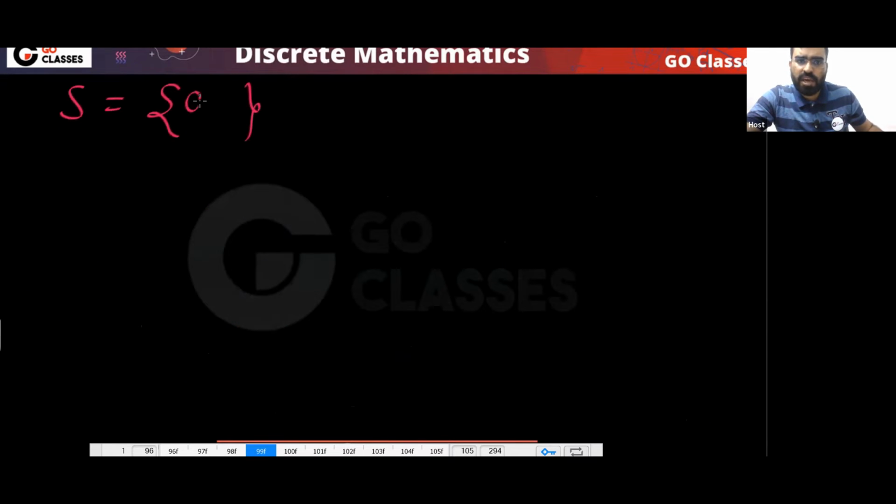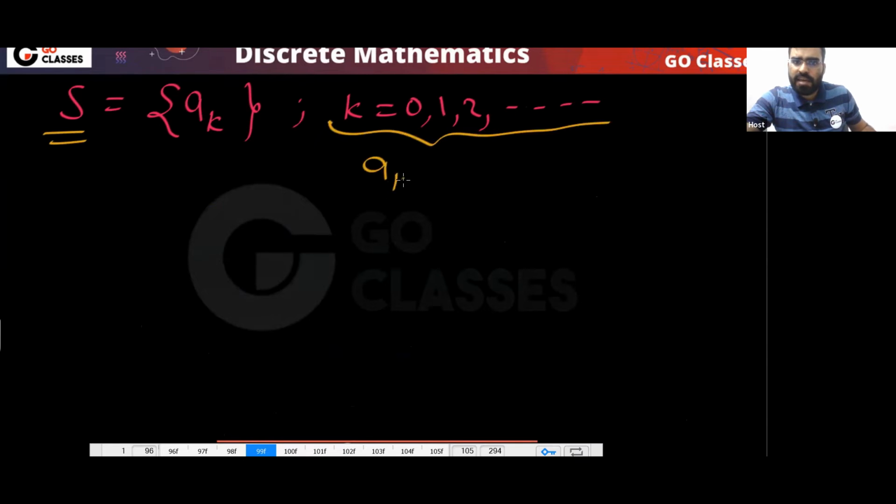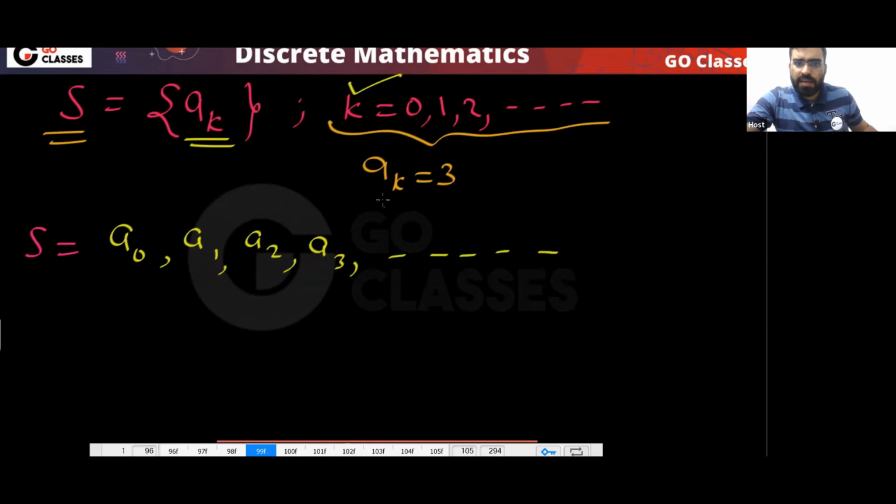The sequence given to you is AK, where k is 0, 1, 2, and so on, k greater than or equal to 0, and AK is 3. What does this mean? Your sequence is A0, A1, A2, A3, and so on, and AK is equal to 3 for all k. So this is also 3, this is also 3, this is also 3. This is your sequence. Is this clear?